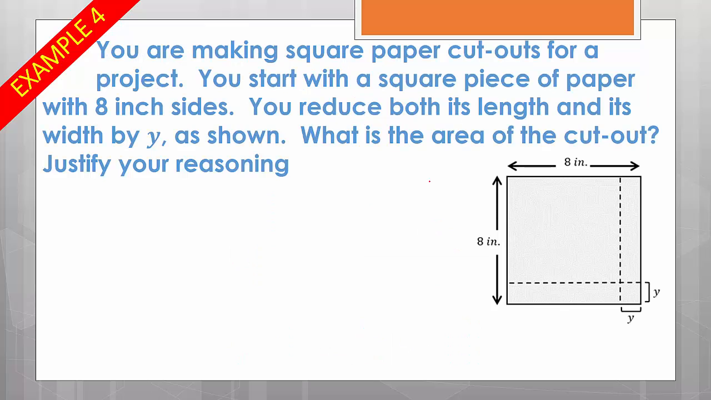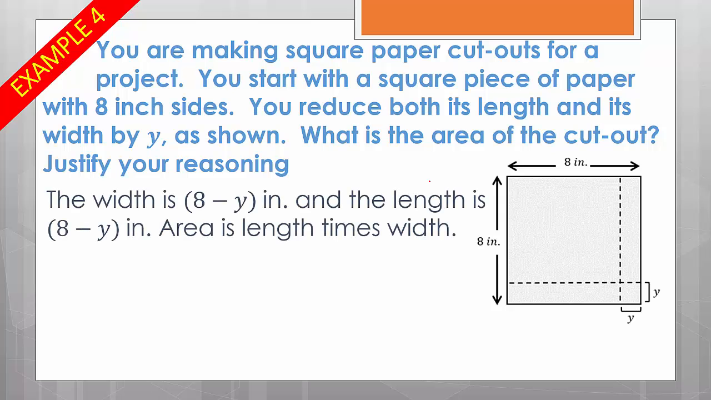All right, so now for a real world problem. We're making square paper cutouts for a project. We start with a square piece of paper with 8-inch sides. We need smaller squares, so we reduce its length and its width by a distance of y. It's as shown. So what is the area of the cutout? So remember, the width we would describe as 8 minus y inches, because the total side length is 8, but we're taking away y. And the length is the same thing.